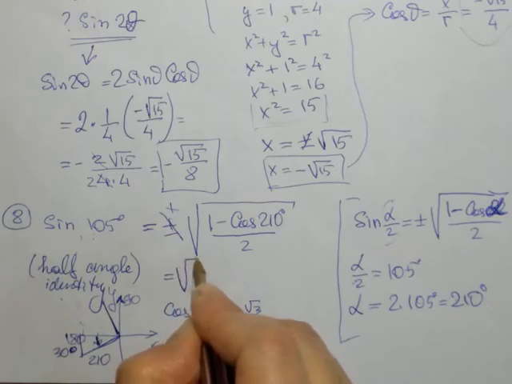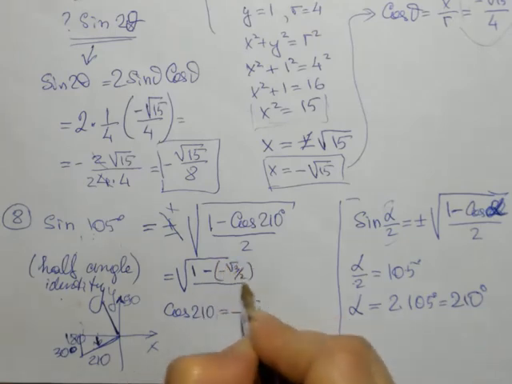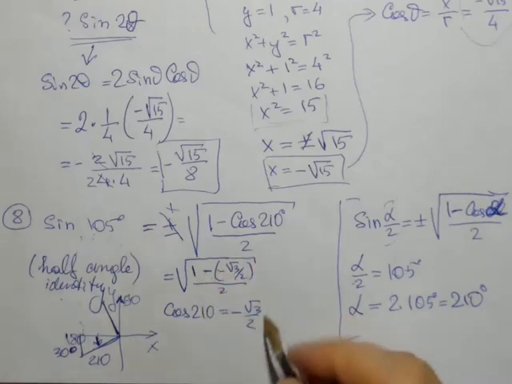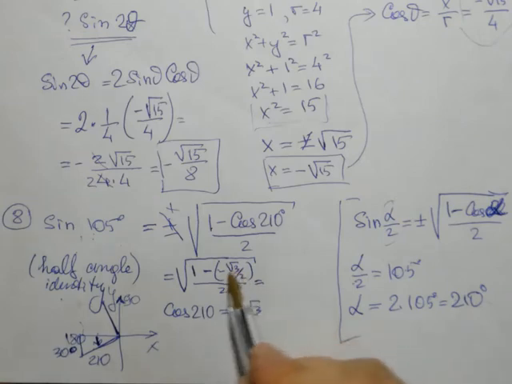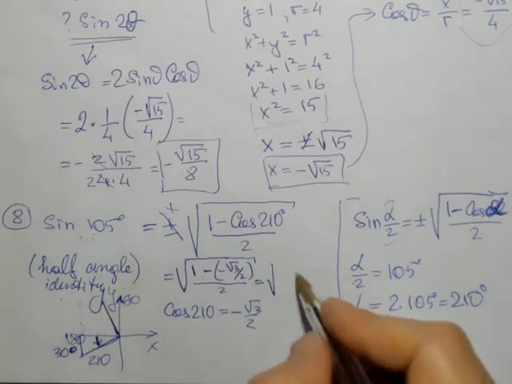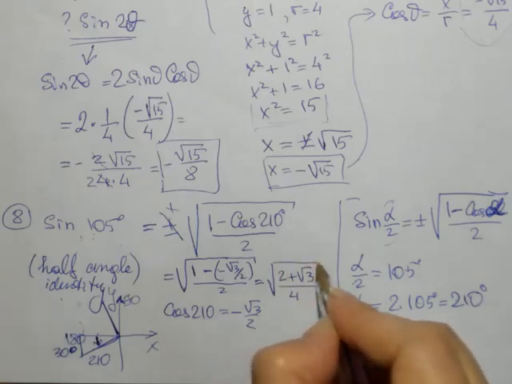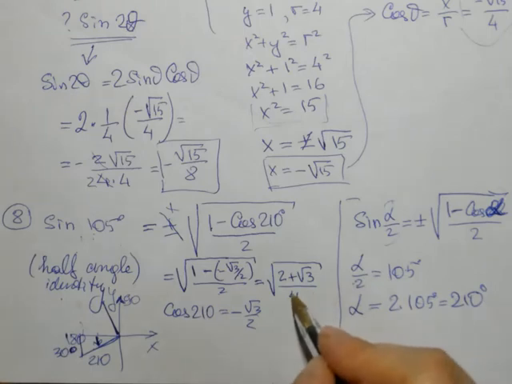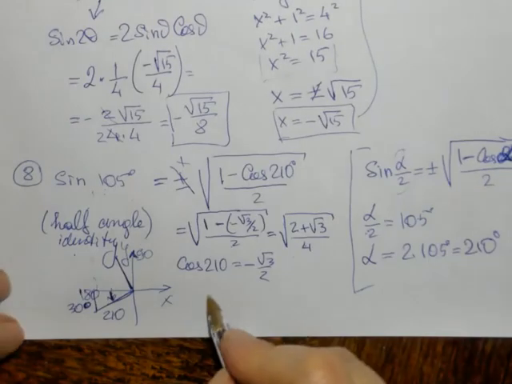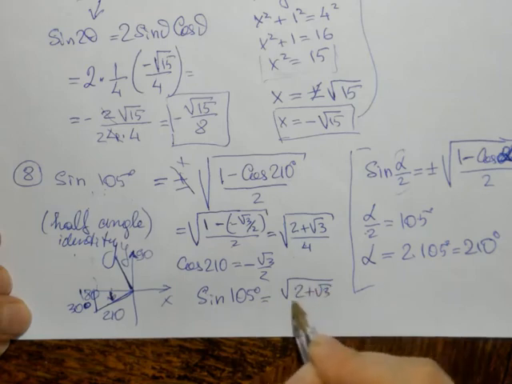We substitute in the formula for sine. We get square root of 1 minus negative square root of 3 over 2, divided by 2. So negative times negative will be plus, and let us multiply by 2 numerator and denominator of this fraction, so we simplify it a little bit. We get 2 plus square root of 3 in the numerator and 4 in the denominator. And one more step, we can take square root of the numerator and square root of the denominator. So square root of 4 will be 2. Sine of 105 degrees is square root of 2 plus square root of 3 divided by 2.